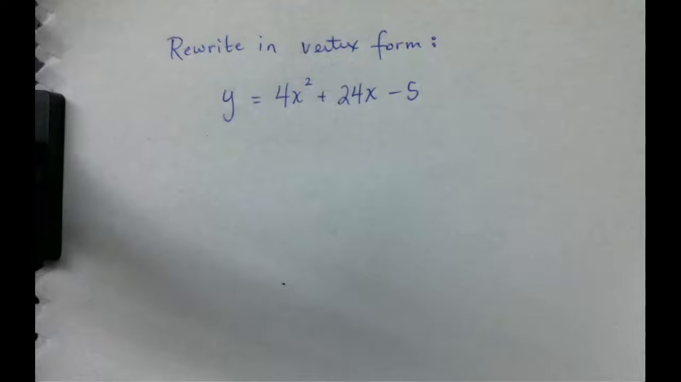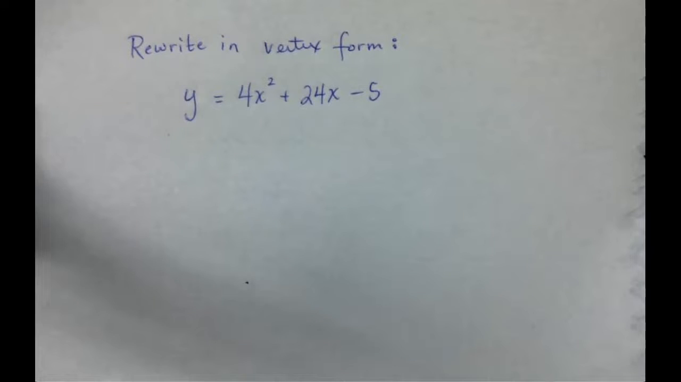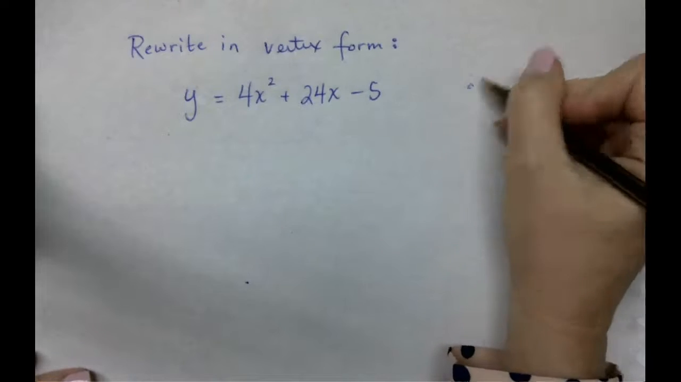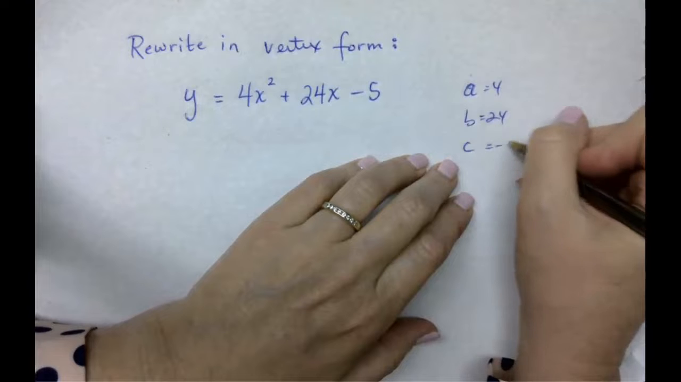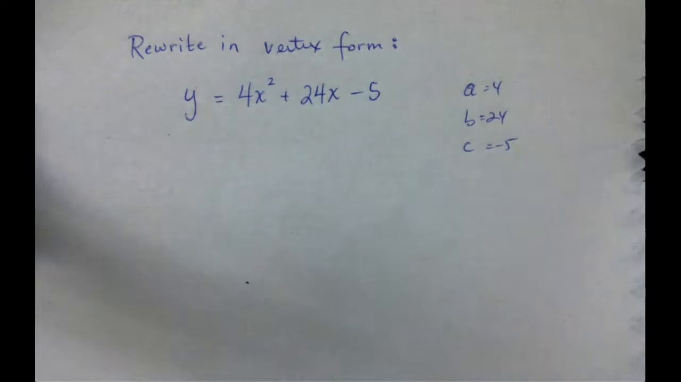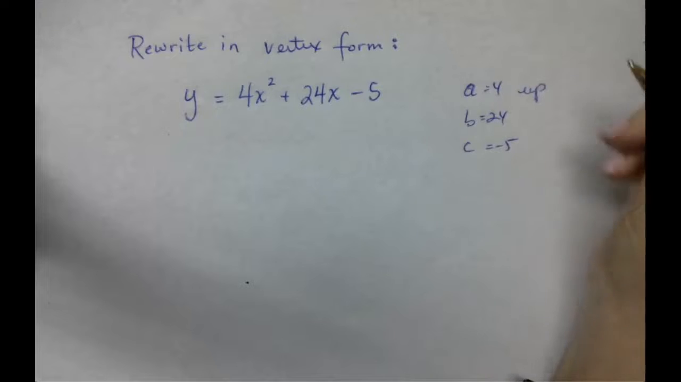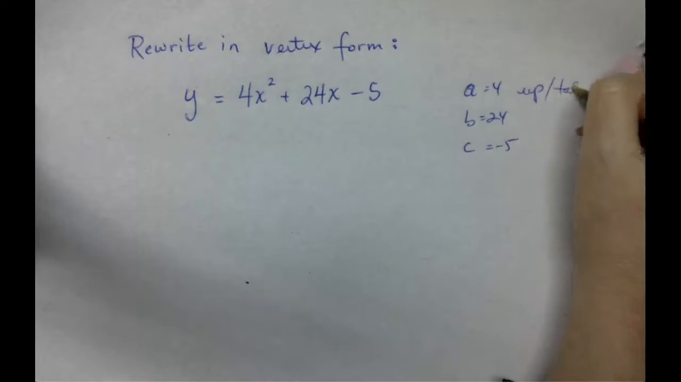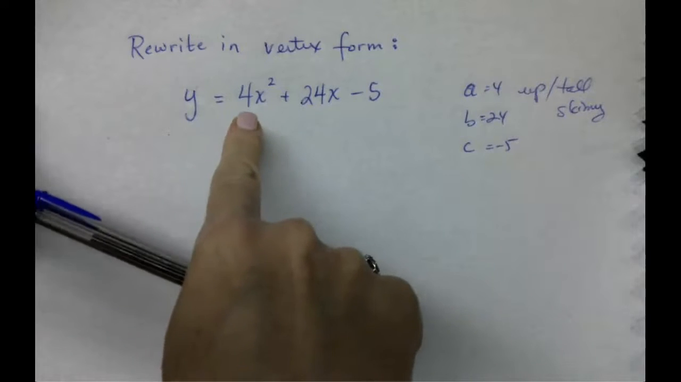Last problem here. Let's rewrite this quadratic function in vertex form. So right now it's in quadratic form. So a is equal to 4, b is equal to 24, c is equal to negative 5. When it's in quadratic form, none of the secrets are given away. So we need to rewrite it so we can see the vertex. The only thing I do know is that it is going to open up and it is going to be very tall and very skinny, because of that a value being 4.